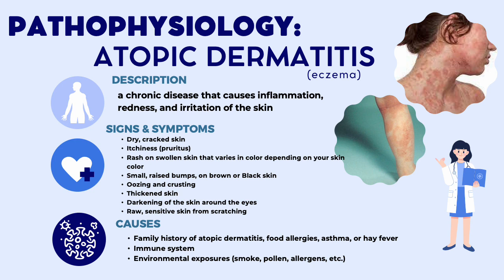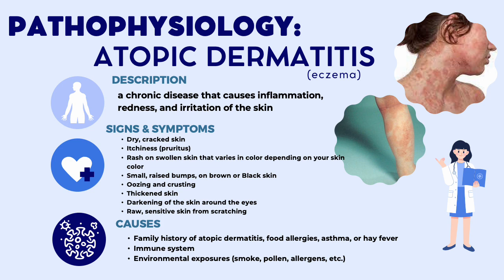Commonly, it presents as dry, cracked skin with an itchiness, a rash on swollen skin that varies in color. It depends on your skin tone how it's going to present, but they usually all contain small raised bumps. And they do have oozing and crusting, and it's going to cause a thickening of the skin as well. Darkening of the skin around the eyes, a raw, sensitive skin from scratching.